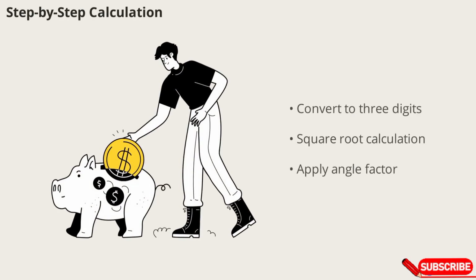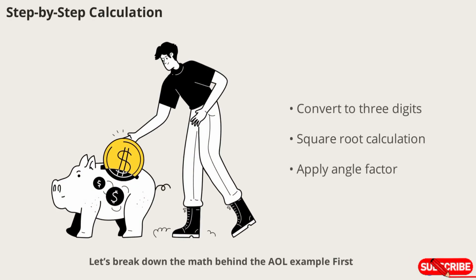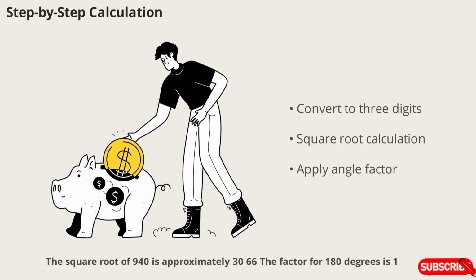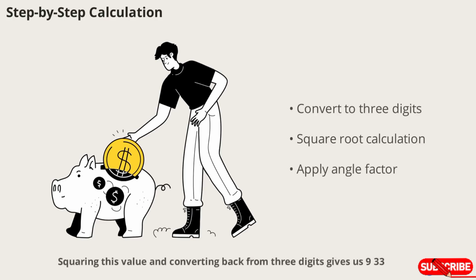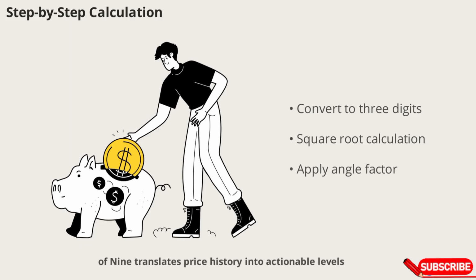Let's break down the math behind the AOL example. First, the closing high of 94 was converted to 3 digits, becoming 940. The square root of 940 is approximately 30.66. The factor for 180 degrees is 1, so subtracting 21 cycles gives 30.66 - 21 equals 9.66. Squaring this value and converting back from 3 digits gives us 9.33. This step-by-step process shows how the square of 9 translates price history into actionable levels.